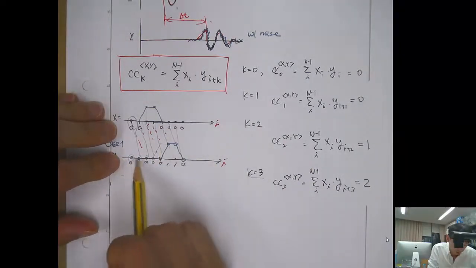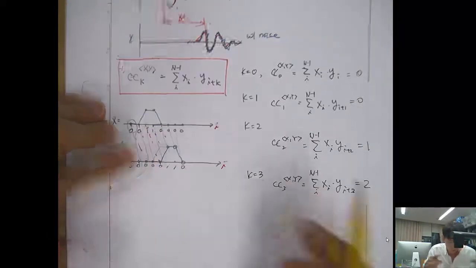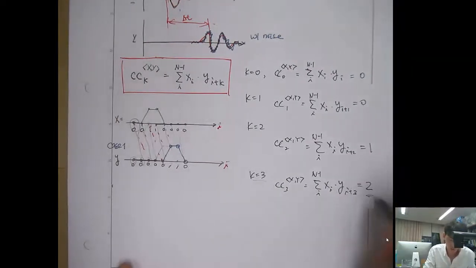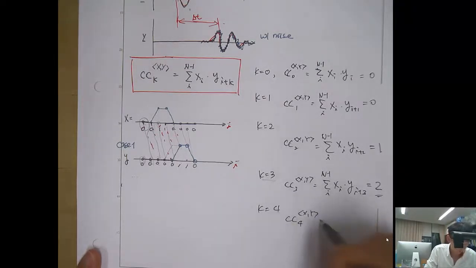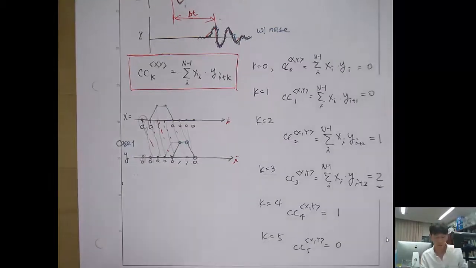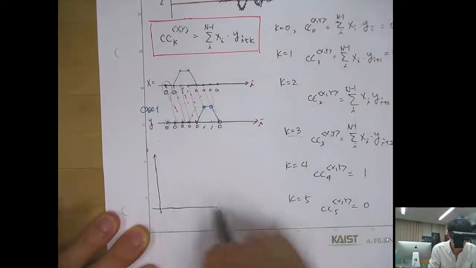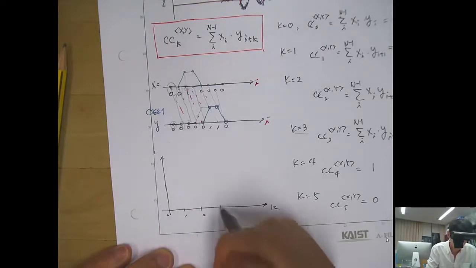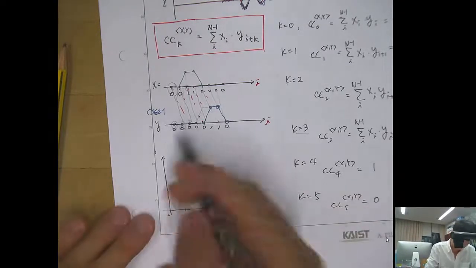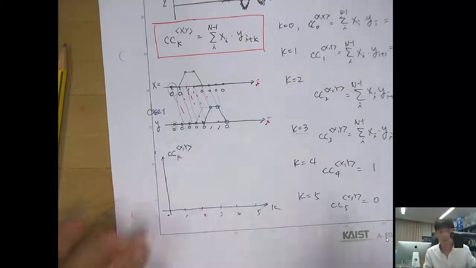So then here, here, here goes to 0 and 0, 0, 1, 1 and 0, 0, 1, 1. So it's kind of synced now together. So then the summation will be 2. And when k is 4, CC4 x, y will be 1. K is 5, CC5 x, y will be 0. So then when you plot the result, the k axis is 0, 1, 2, 3, 4, 5, and the y axis is CC_k x, y.